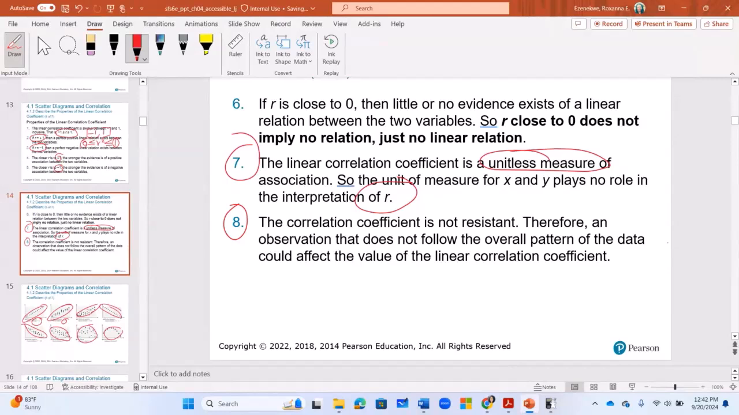Property number 8, the correlation coefficient is not resistant. It's not resistant to outliers. That's what they're trying to say. So what does this mean?